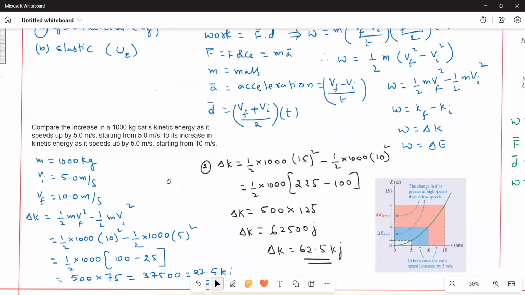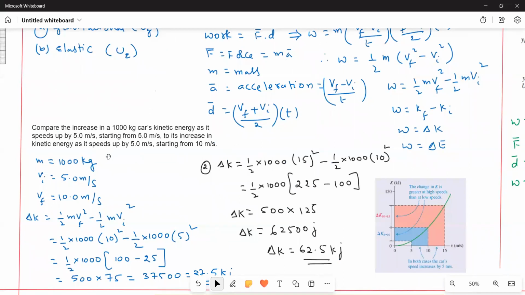The problem states: compare the increase in a 1000 kg cart's kinetic energy as it speeds up by 5 meters per second, starting from 5 meters per second, to its increase in kinetic energy as it speeds up by 5 meters per second, starting from 10 meters per second. The problem is of two parts. Part one: the initial velocity is 5 meters per second and the increment is 5 meters per second.